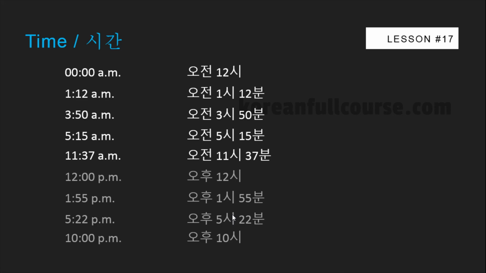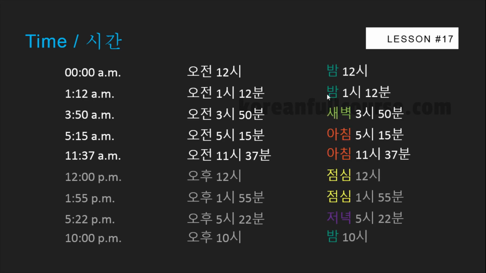There is also an alternative way you can use instead of 오전 or 오후. For example, you can use the words night, 밤, dawn, 새벽, morning, 아침, afternoon, 점심, or evening, 저녁.